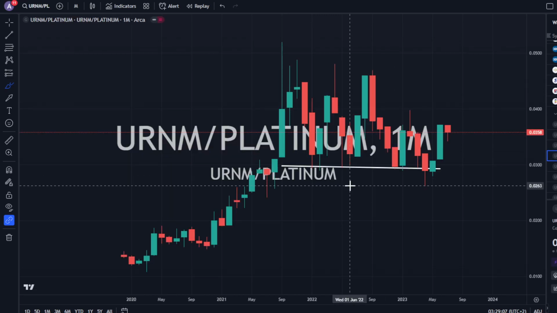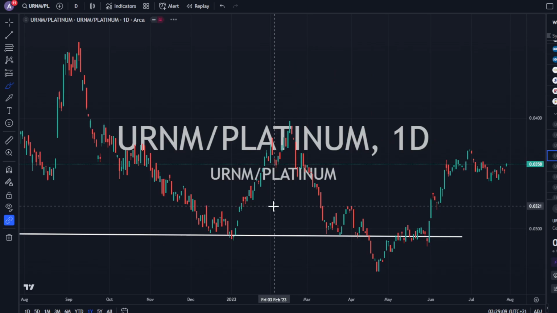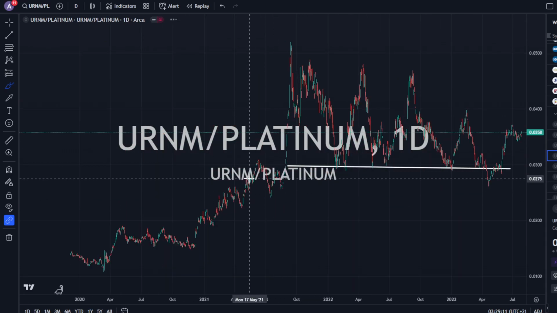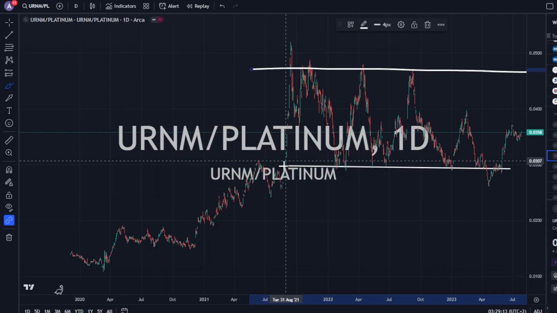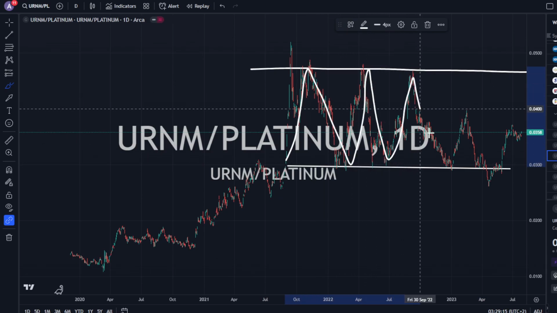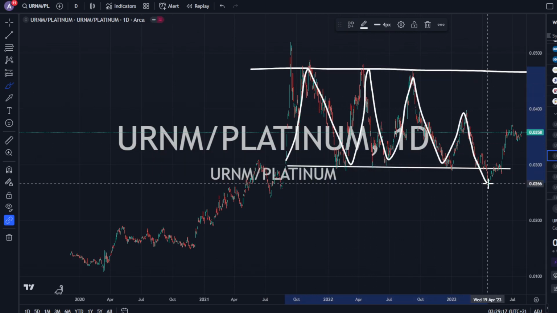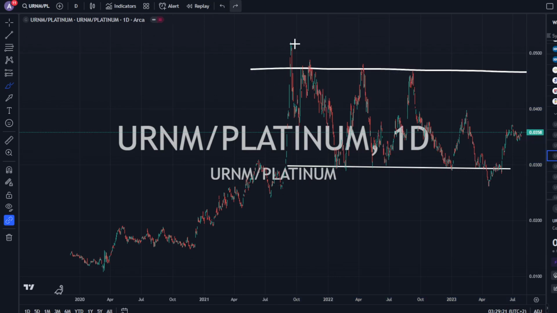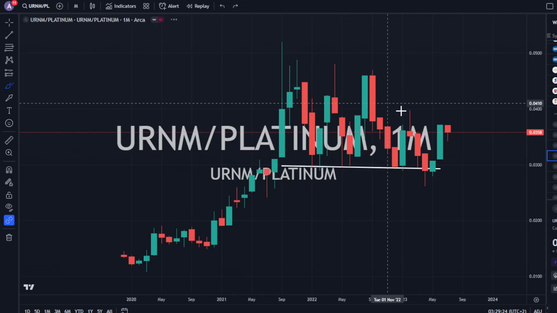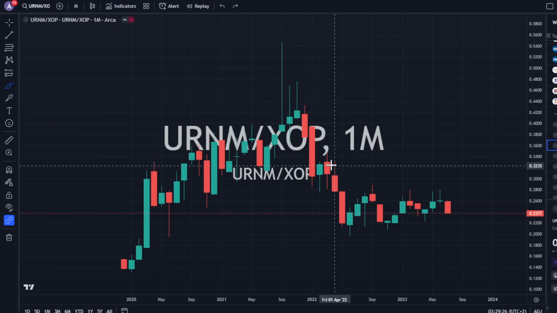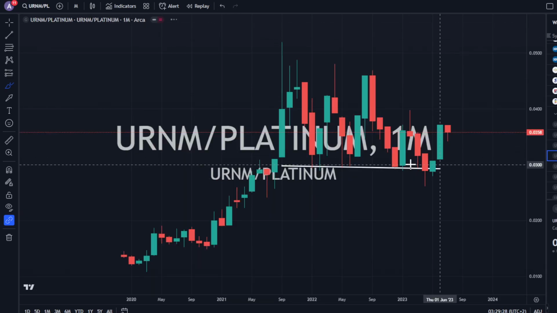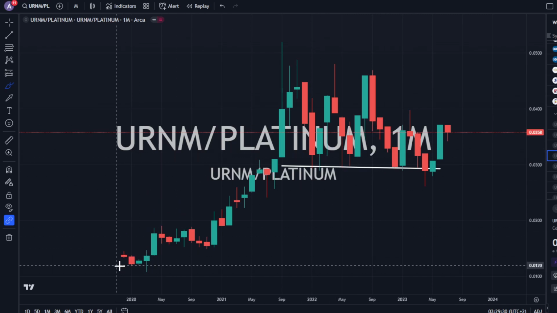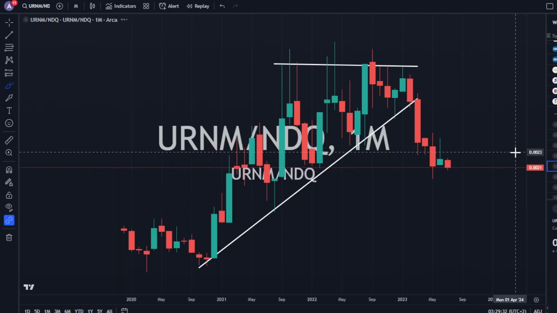URNM versus platinum. Let's go to the dailies here. So it looks like we've been kind of topping out here and just going sideways. And again, this is platinum, the price, versus a leveraged product. So we've just been moving in a channel sideways. Not much to discern here. And we don't know what's necessarily cheap and what's expensive given the short-term nature of this chart, because it only goes back to 2020. That's the only data we've got.